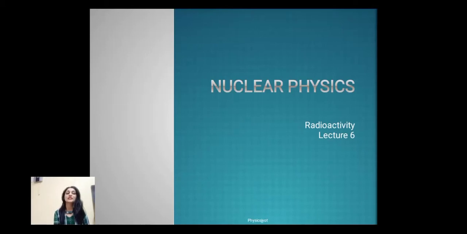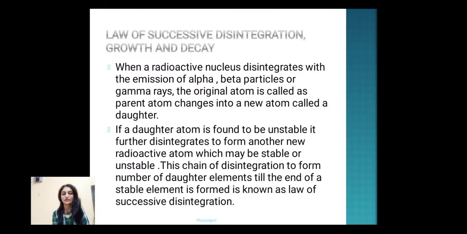Let's begin lecture 6 of radioactivity from nuclear physics. So today we are going to study what is the law of successive disintegration.